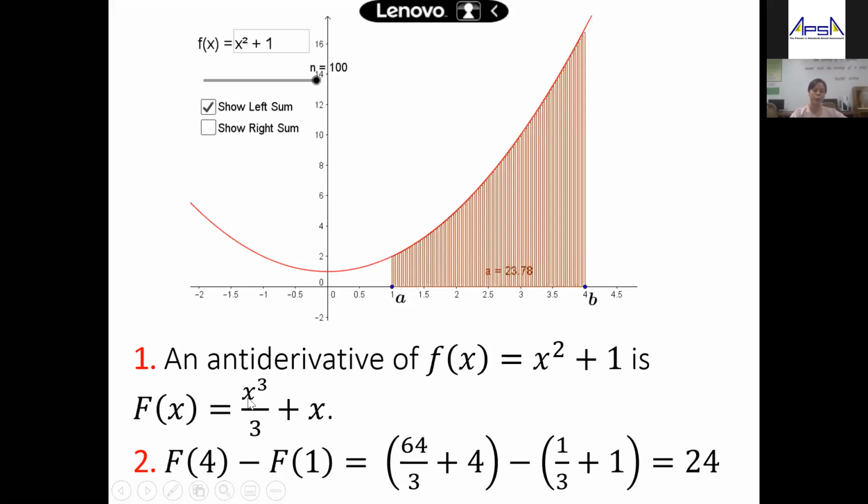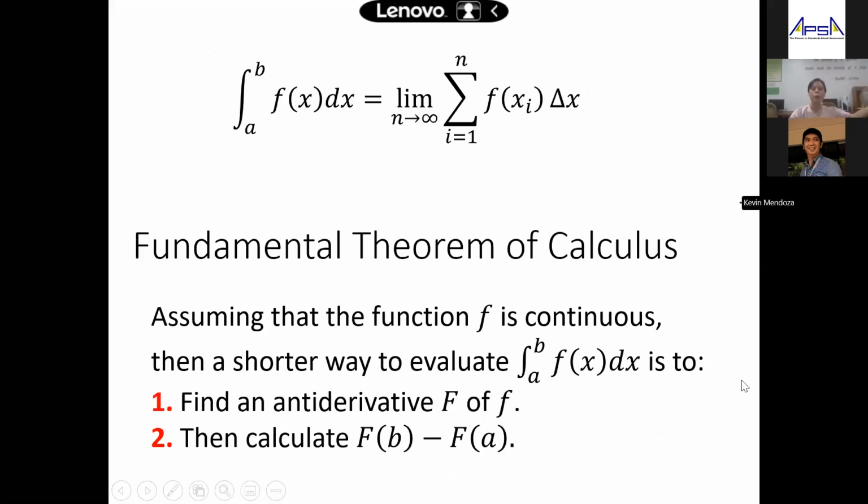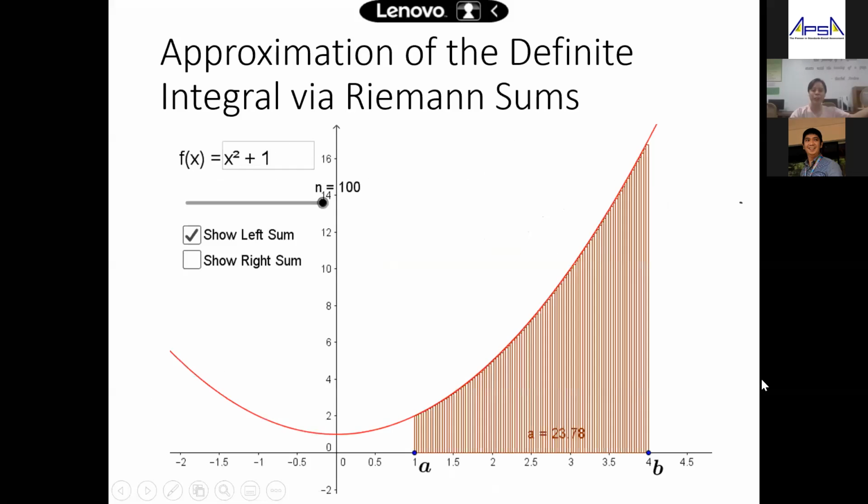Now, substitute 4. Substitute 4, that's 64. Okay, plus 4, and then now substitute 1. The answer is 24. This is now the exact area. And you can notice that this is an underestimate as we analyzed earlier because the exact value is 24. So there it is. Let's go back to what we were discussing. How do you find the area under the curve?